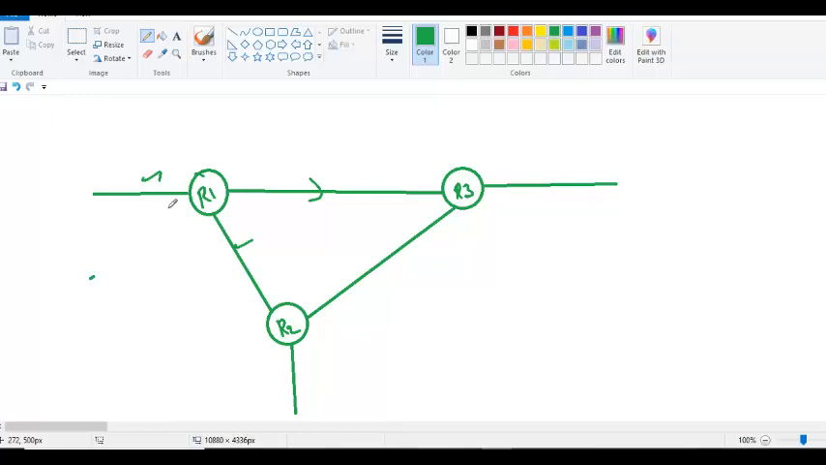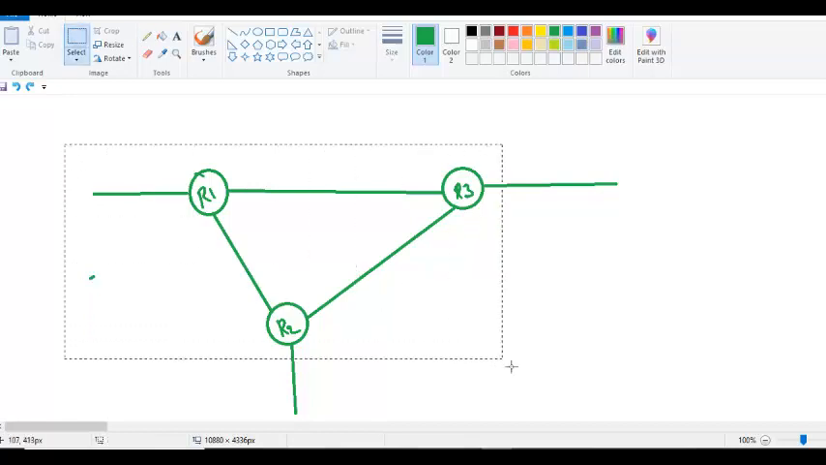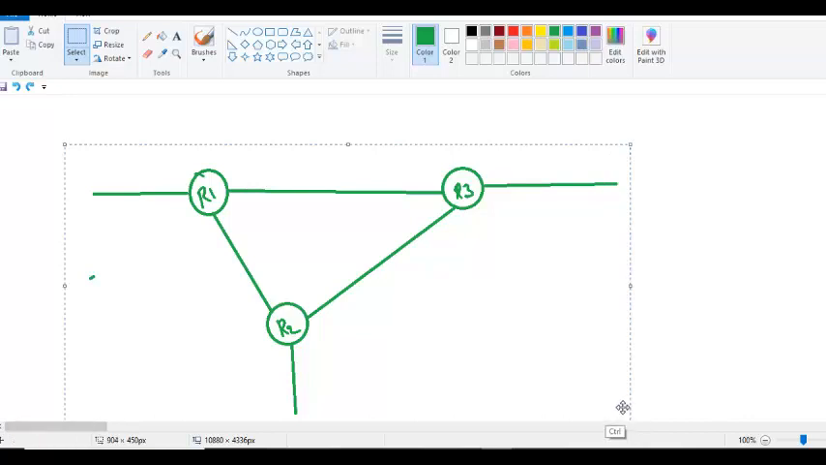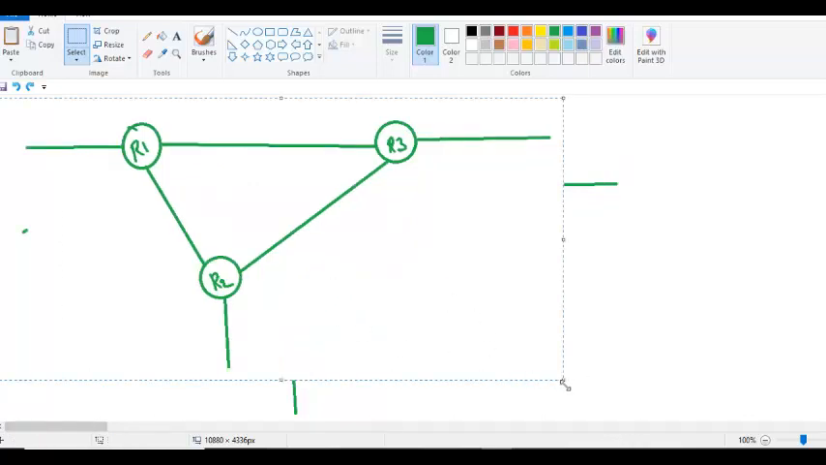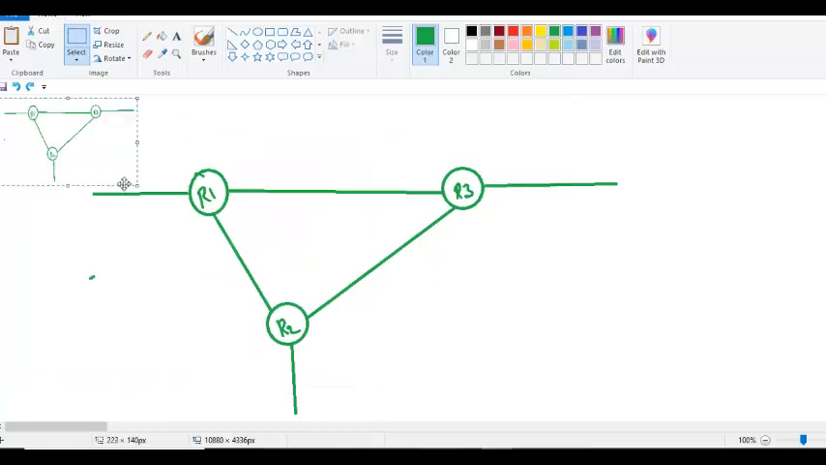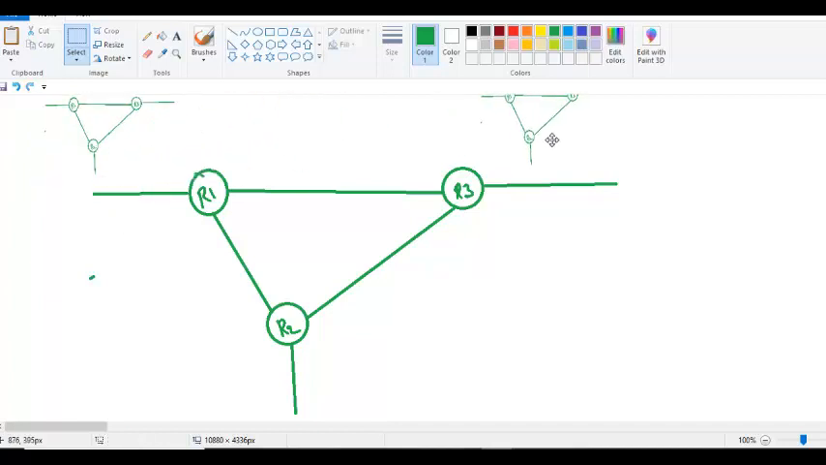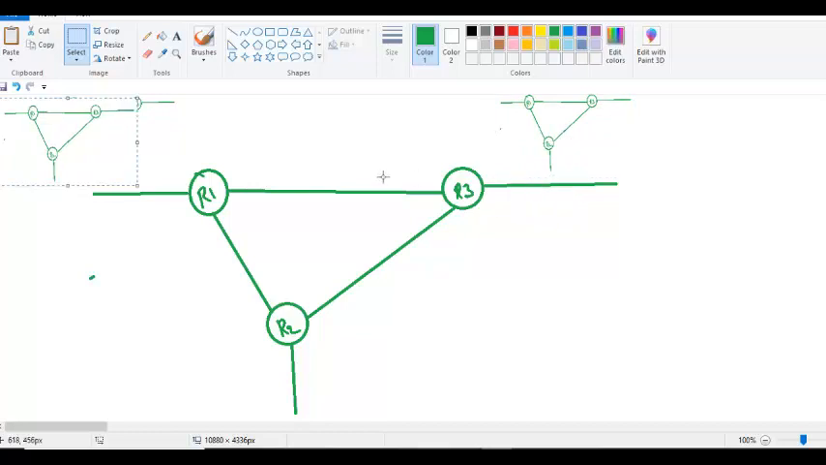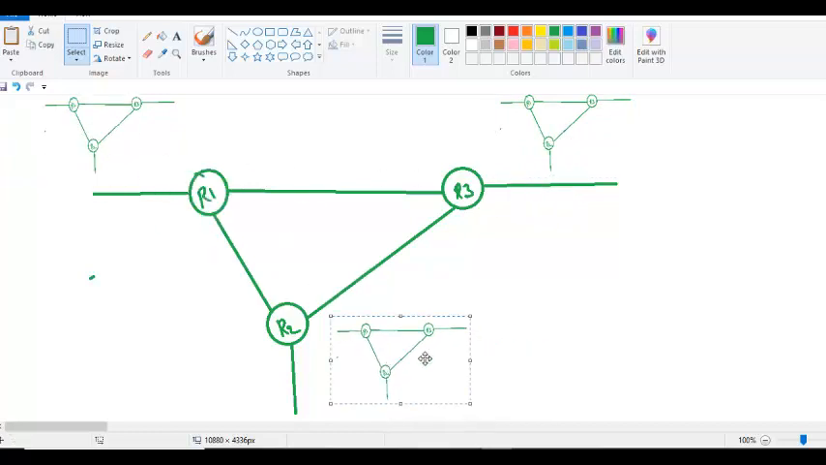By collecting this link state information, every router in its memory builds this database, builds this map. After collecting the link state advertisements, a database is built.